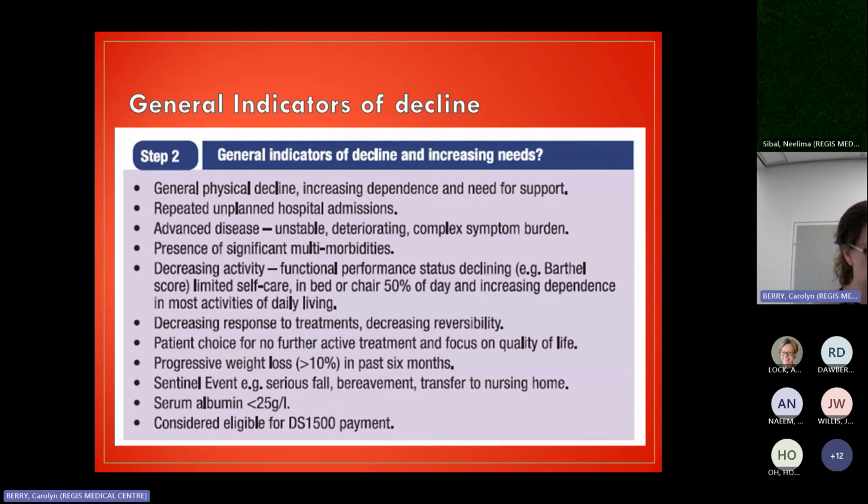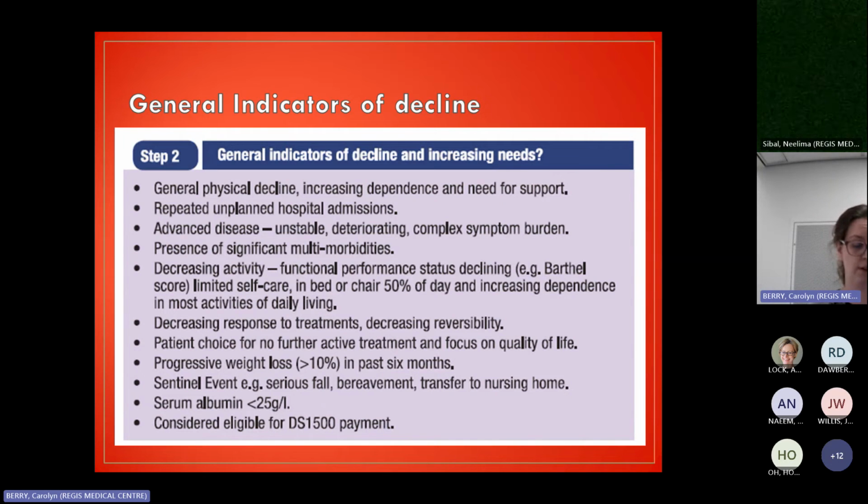You can find them by Googling the GSF, but essentially these are the general indicators of decline, and they include things such as repeated unplanned hospital admissions, decrease in functional performance status, decrease in response to treatments, and I think very significantly patient choice for no further active treatment. So sometimes patients will communicate a wish not to go to hospital, not to be investigated, and that is an indicator, again, that we should be considering palliative care.